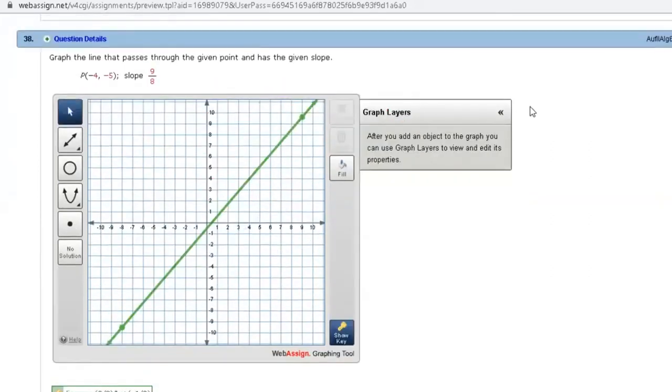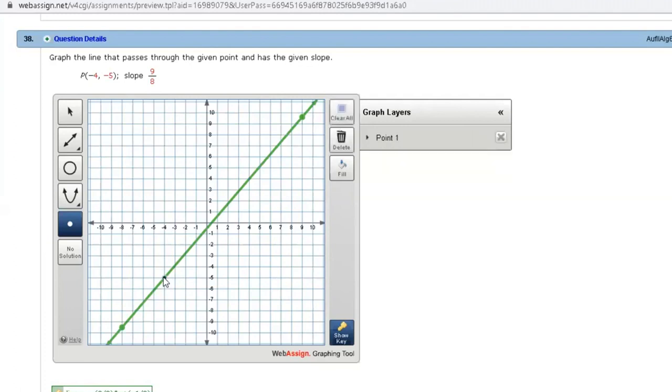38, we have to graph the line that passes through the given point and has the given slope. So here they are giving us a point and a slope. So we have to do the same exact thing that we did for 37. We first plot the point. So the point they give us is -4, -5. So we find that, -4, -5, and we put a point here.